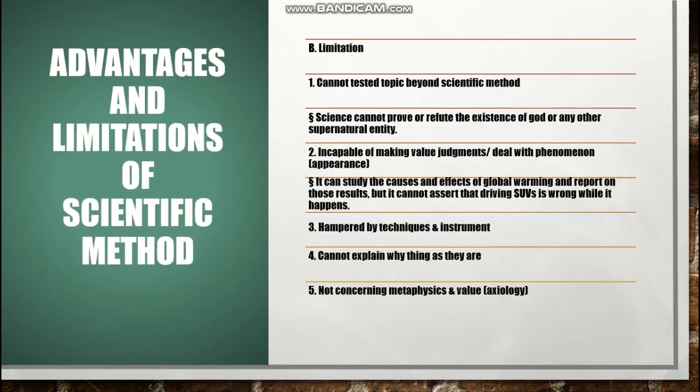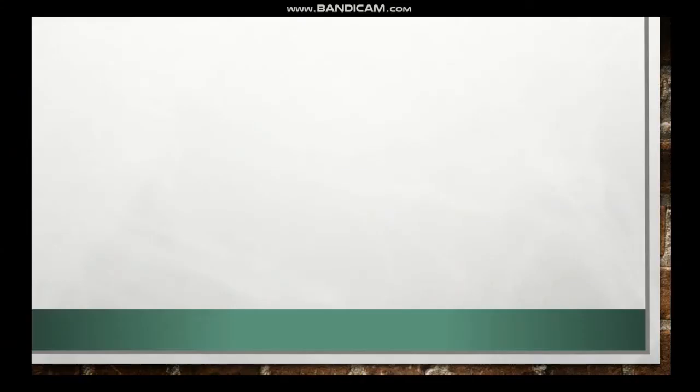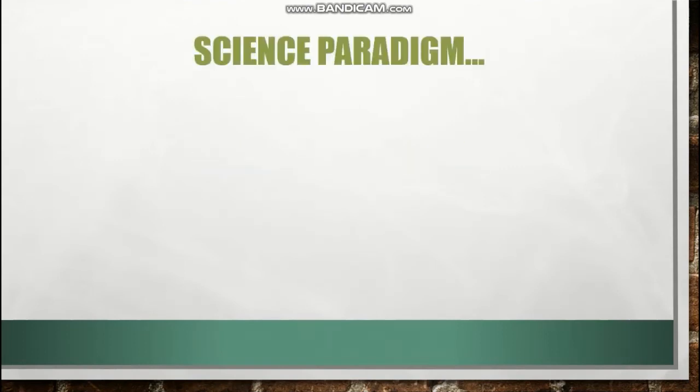Limitation. First, cannot test the topic beyond scientific methods. Science cannot prove or refute the existence of God or any other supernatural entity. Second, incapable of making value judgments or dealing with such phenomena. It can study the causes and effects of global warming and report on those results, but it cannot assert that driving SUVs is wrong. Third, hampered by techniques and instruments. Fourth, cannot explain why things are as they are. Lastly, not concerned with metaphysics and value.